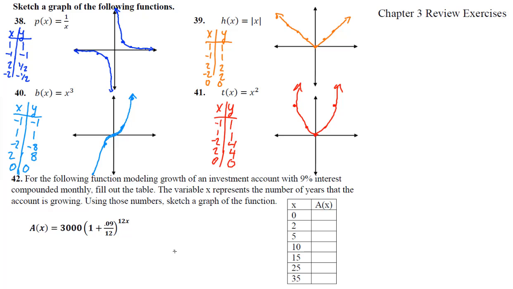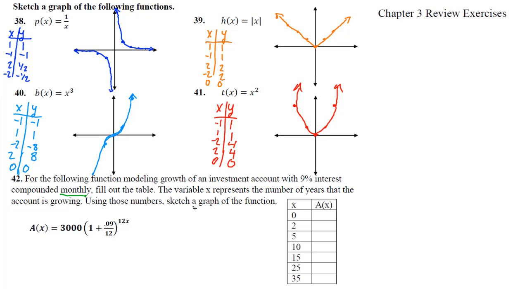Okay, number 42. For the following function, modeling growth of an investment account with 9% interest, you'll notice there's the 0.09 in our problem right there. Compounded monthly means you divide it by 12, take that much interest, add it into the whole thing, and then 12 times the number of years, x represents the number of years, so 12 times that will be the whole total number of months that are compounded. So this dividing by 12 and timesing by 12, that's how you know it's compounded monthly. All right, so let's stick it in.